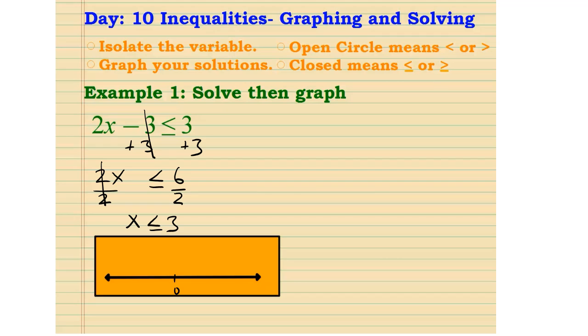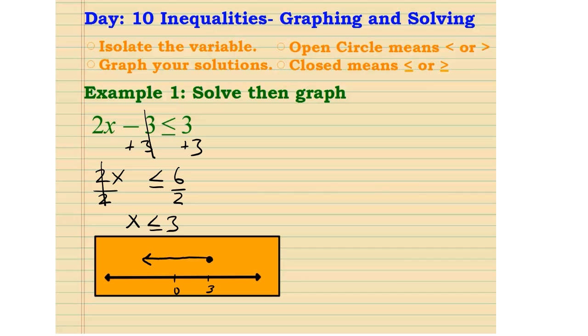Let's say 0 is here. 3 is somewhere around here. Our solutions are going to include 3 and x values are less than 3. So I consider the values that are less than 3 into my solution.